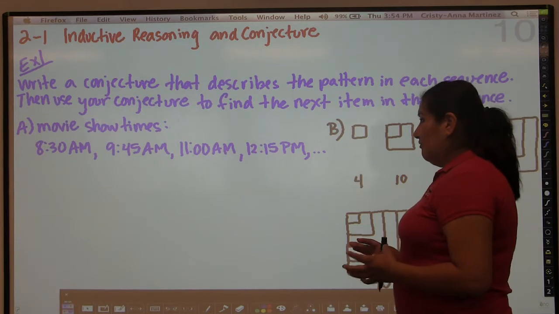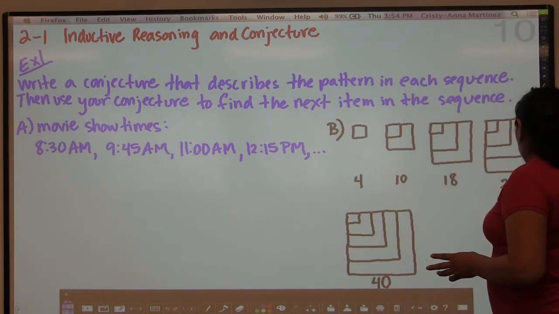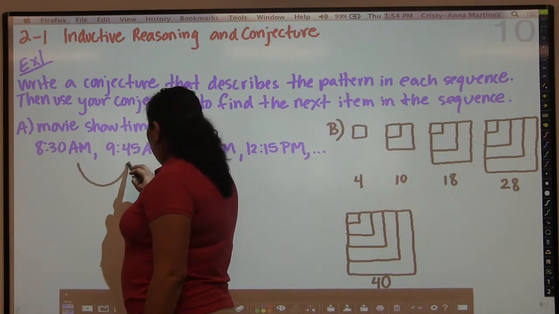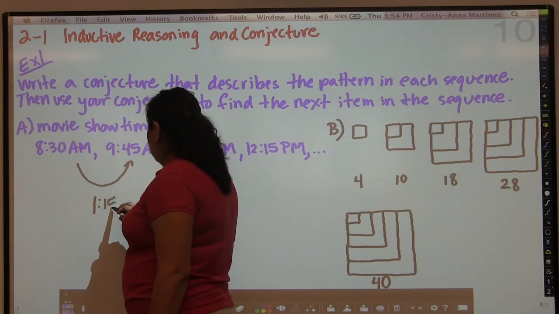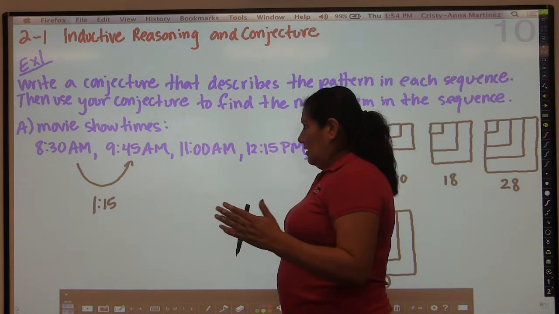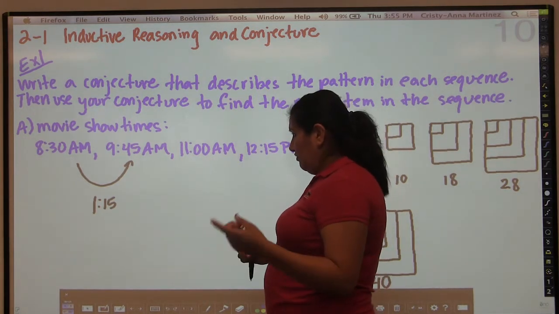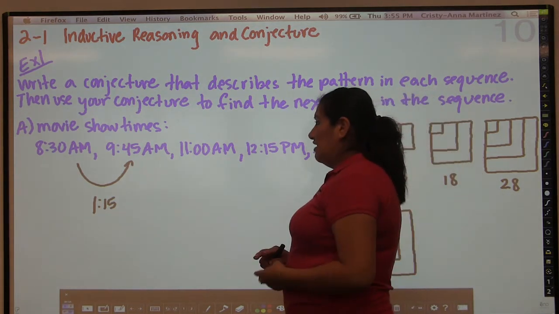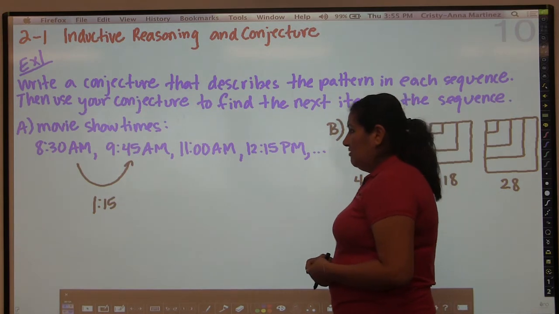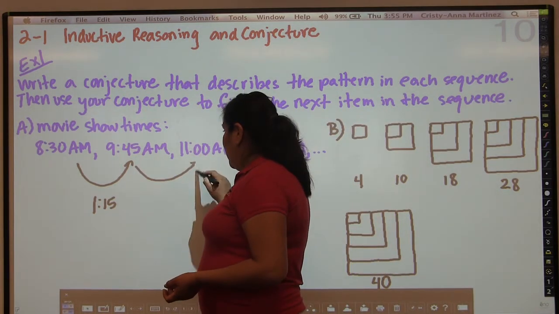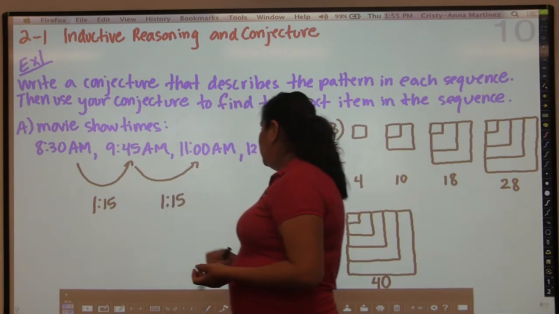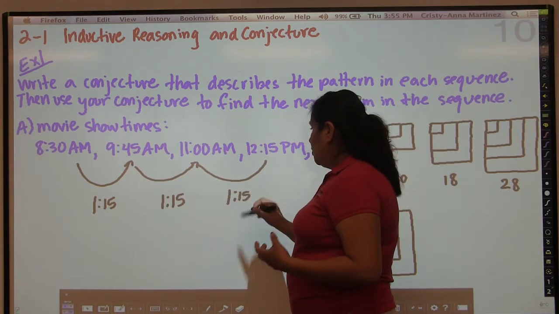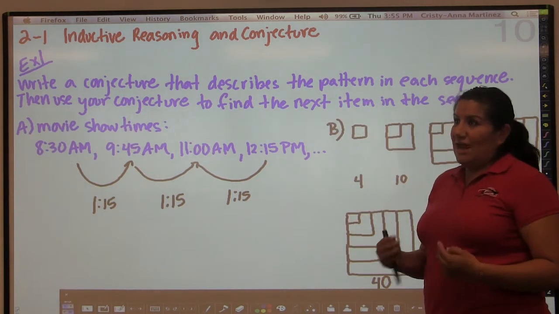So what we can observe from this, if you haven't already seen it, I'm going to help you out here, is that there is an hour and 15 minutes of time elapsed between the show times. So from 8:30 to 9:30 would be an hour, and then 15 more minutes, 9:45. From 9:45 to 10:45 would be an hour, and then 15 more minutes would be 11. So that is consistent with 1 hour, 15 minutes. And then we have from 11 to 12:15, which is also 1 hour and 15 minutes. So we're observing a pattern that a movie starts every hour and 15 minutes.